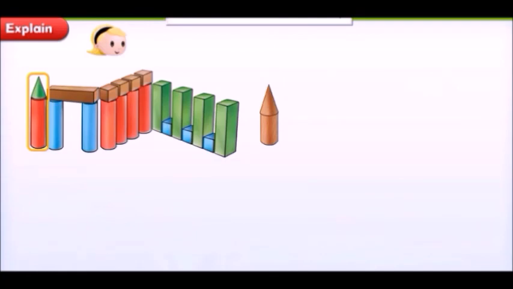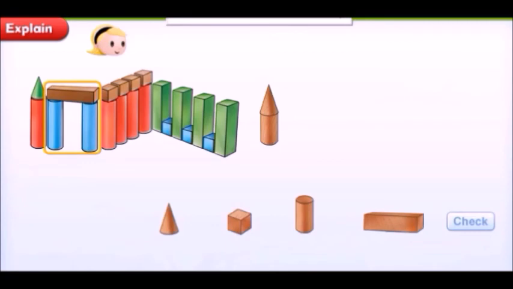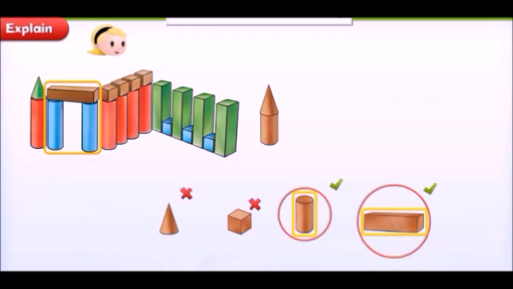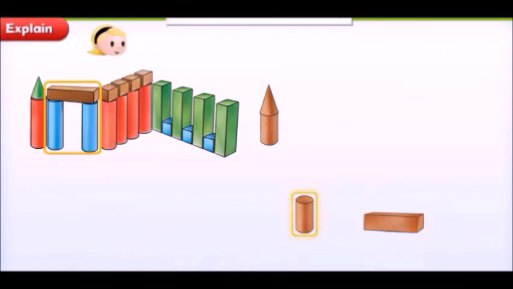Which shapes did Kim use to build the gate? The gate is made of two cylinders and one rectangular prism. Let's build a model of the castle's gate. The cylinders are at the bottom of the gate. The rectangular prism is at the top of the gate.